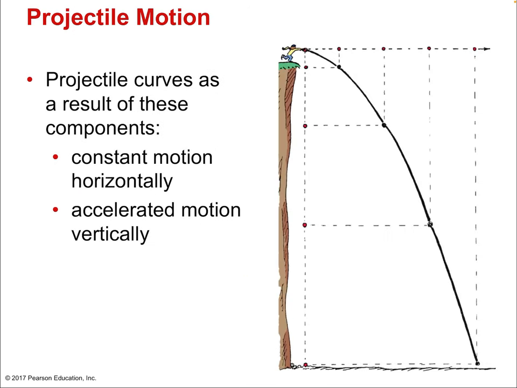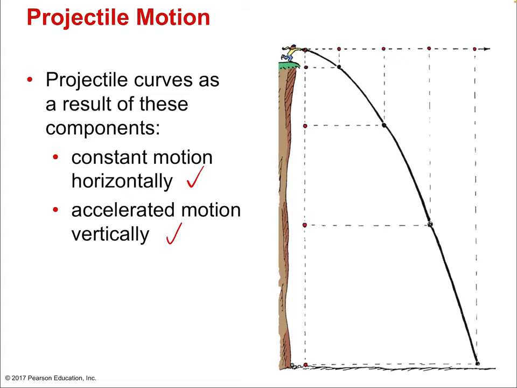Here's an example of that one half of a parabola, by launching something horizontally off the edge of a cliff. Projectiles curve as a result of these components: the constant motion horizontally and the accelerated motion vertically. Why is it constant horizontally? Because there are no forces in the horizontal direction. Why is it accelerated motion vertically? Because there is a force in the vertical direction. It's gravity, and it's pulling you downwards.